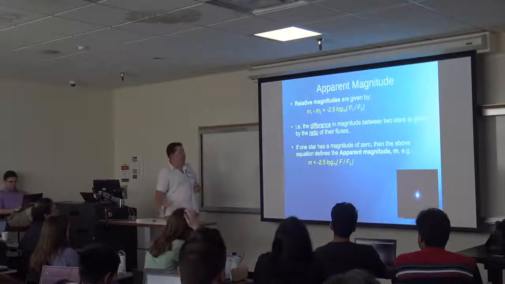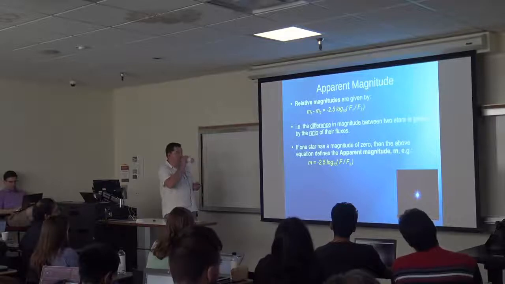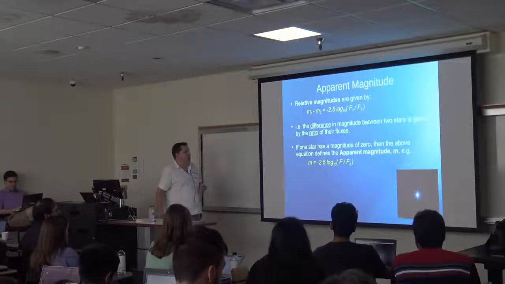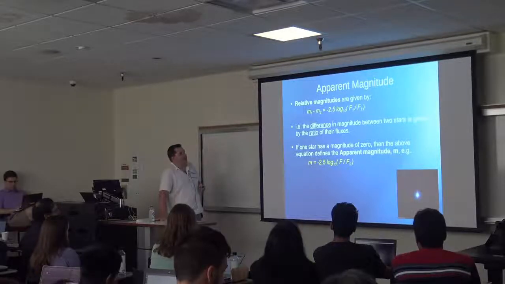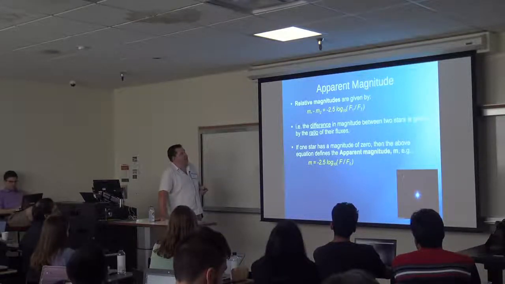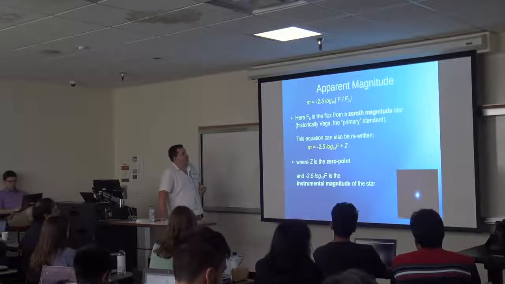fluxes. But you can take this equation. If we say my M2 here is a 0th magnitude star, so we can go beyond this sort of 1 to 6, because stars range beyond what you can see with the eye, of course. If we have a 0th magnitude star here, then this gives you the apparent magnitude equation. The magnitude of my star is minus 2.5 log f over the flux of that 0th magnitude star. So F0 here is the flux of my 0th magnitude star.